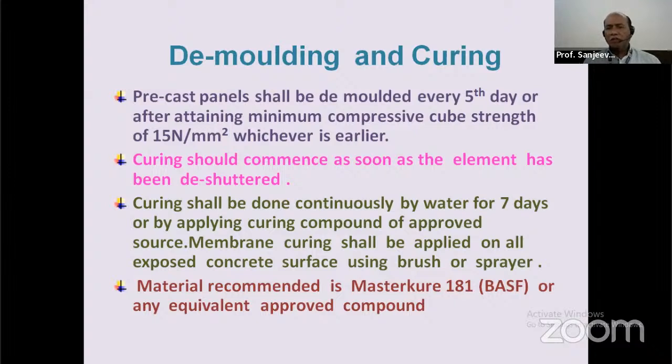Curing was done continuously by water for 7 days or by applying curing compound of approved source. Membrane curing was to be applied on all exposed concrete surfaces using a brush or sprayer. So this was what was maintained for the construction of precast wall panels at the Mumbai International Airport project. Material recommended was Master Cure 181 BASF or any equivalent approved compound.